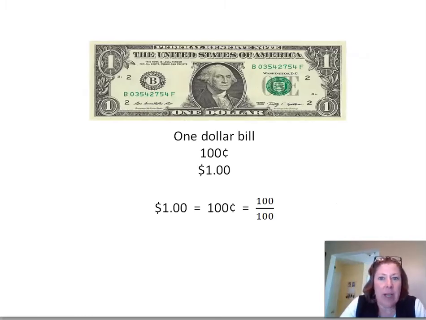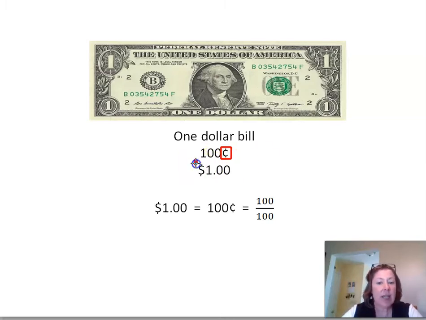So here we are at our ever-loving dollar. This is a $1 bill. A $1 bill is worth 100 cents. If we're going to write it with a decimal, however, it's 1.00. And what I want you to notice is if you use the cents sign, it's like a C, it goes after the value with no decimal point.